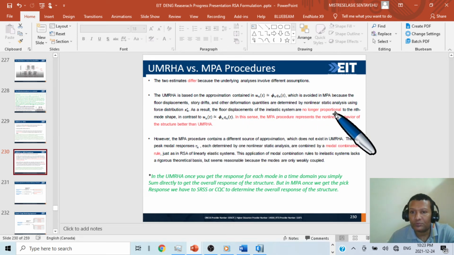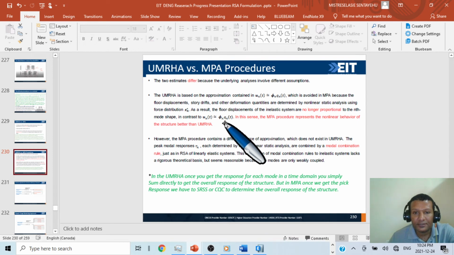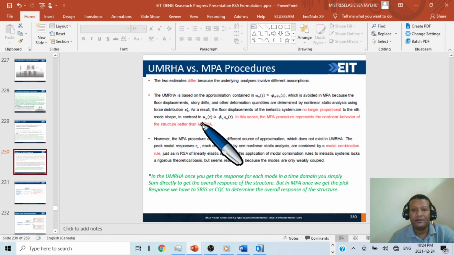No longer proportional to the nth mode shape, because most of the time the mode shape is the same as the force, but here we are forcefully applying it, so in the inelastic system it is no longer proportional to the nth mode. It contrasts to this one. In this sense, the MPA procedure represents the nonlinear behavior of the structure better than UMRHA.